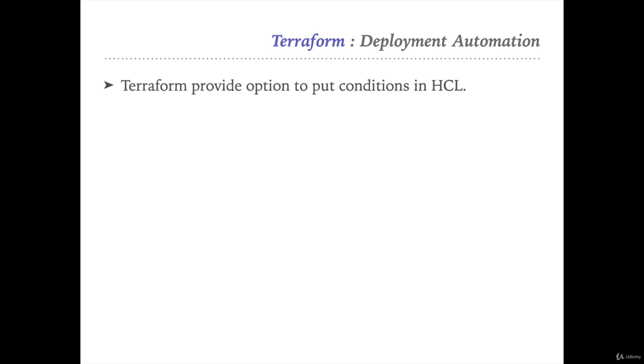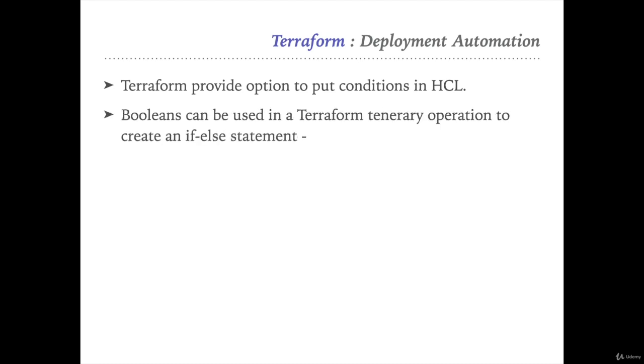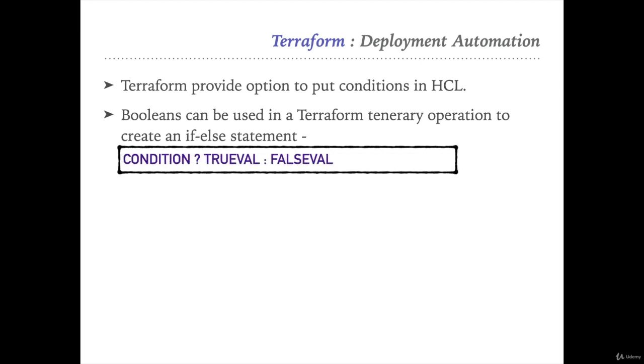Till now, we have just seen interpolation in the configuration language, but Terraform also provides conditional support in the configuration language. When we say conditional support, it means we can put if-else conditions in the Terraform configuration language. Booleans can be used in a Terraform ternary operation to create the if-else statement. The statement will look like this: we have the condition, then the question mark, then the true value and the false value.